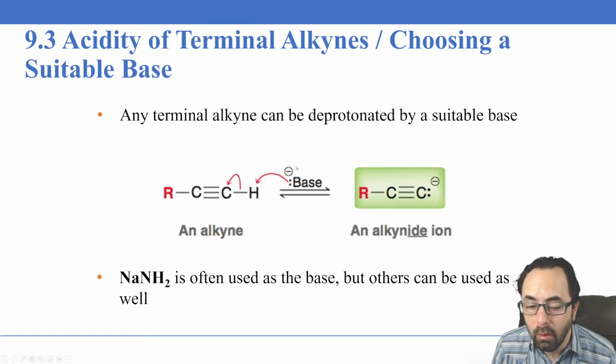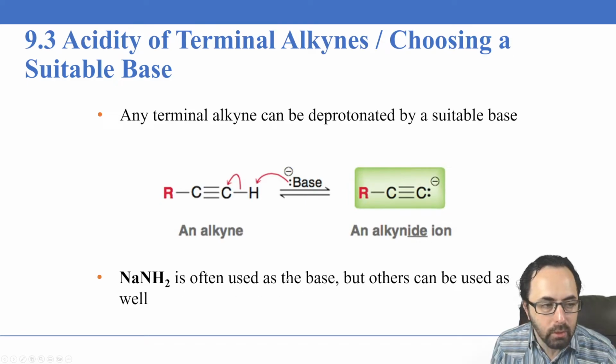So now amide isn't the only base that can be used, and also ethyne isn't the only alkyne that can be deprotonated in this way. Any terminal alkyne that has a hydrogen attached to the carbon that's involved in the triple bond can be deprotonated, and any base can be used that has a conjugate acid that is weaker than the alkyne itself. And the product here of the deprotonated alkyne is called an alkylide ion. So sodium amide is often used as a base, but again, others can be used too.